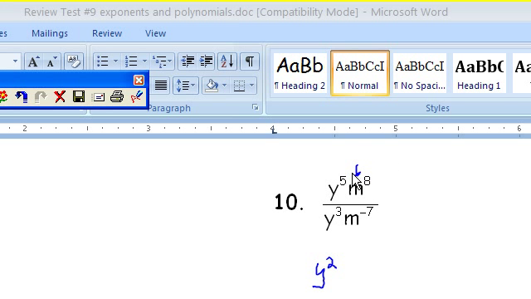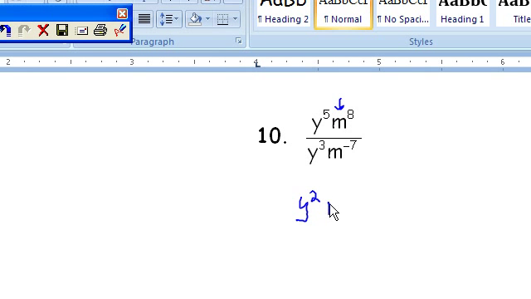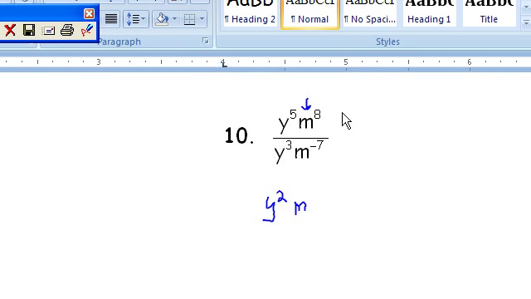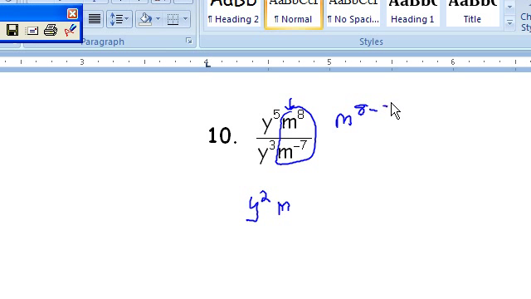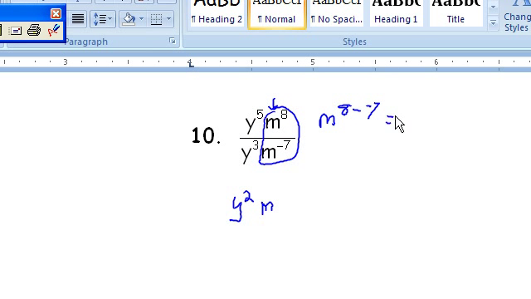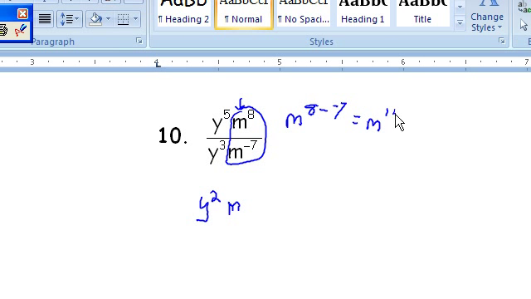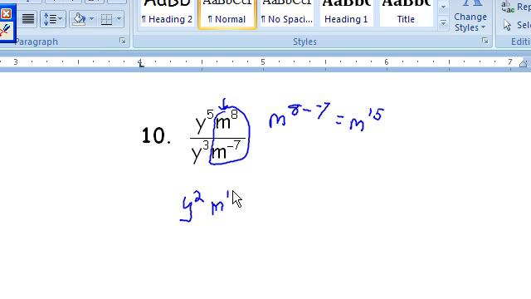Let's look at the m terms. M to the 8th divided by m to the 7th. That's the same as m. I'll just circle these here because that's what we're working with. That's the same as m to the 8 minus negative 7, which equals m to the 15th power.